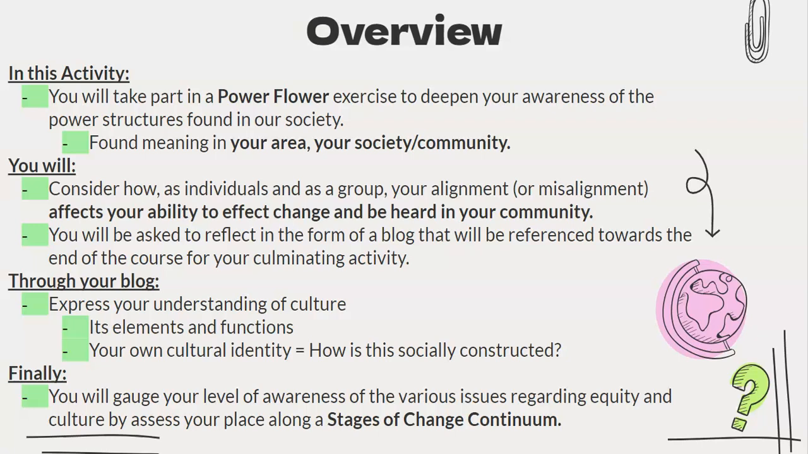So you'll be reflecting a lot on your results from your power flower in the form of a blog again that will be referenced toward the end of the course for our culminating, okay? So lots to do. Through the blog for the power flower, you're going to be expressing your understanding of culture from the Unit 1 material we've gone over. So cultural elements and functions, your own identity. How is this socially constructed? Through all the different implementations we've learned about and all the different viewpoints we've learned about, how is your cultural identity constructed? And finally, you will gauge your level of awareness of the issues regarding equity and culture by assessing your place along the stages of change continuum. So looking at where you sit in that continuum.